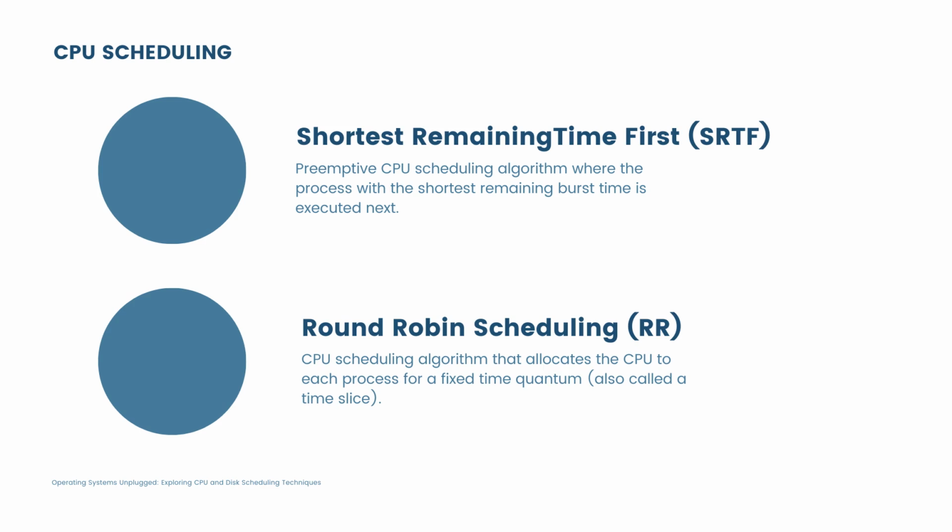Round-robin scheduling, or RR. CPU scheduling algorithm that allocates CPU to each process for a fixed time quantum, also called a time slice. After each time quantum, the process is interrupted and the next process in the ready queue is given a chance to execute. This continues in a circular manner, ensuring that each process gets a fair share of CPU time.